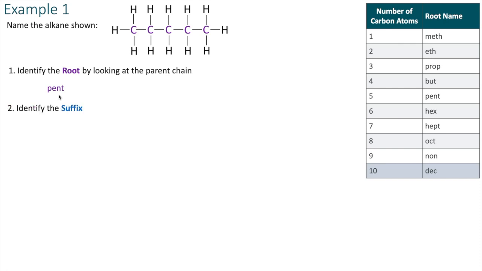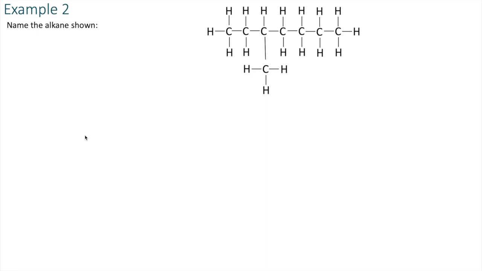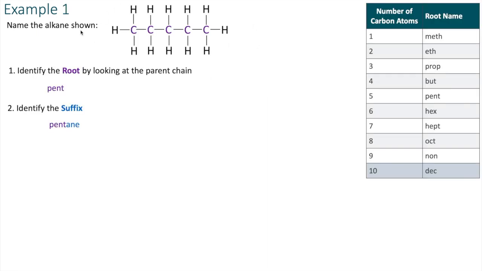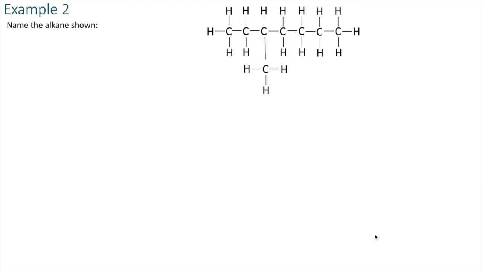The next thing that we're going to take a look at is the suffix. The suffix indicates what family or group this organic compound belongs to. I've already told you it's an alkane, but we see that we have carbons that are just bonded by single covalent bonds, so we know that we are dealing with an alkane. So we add -ane to the end. This is just pent-ane. That one is easy because we didn't have any side chains. It was just a continuous chain of carbons. Let's take a look at an example where we have some side chains involved, a little bit more complicated example.